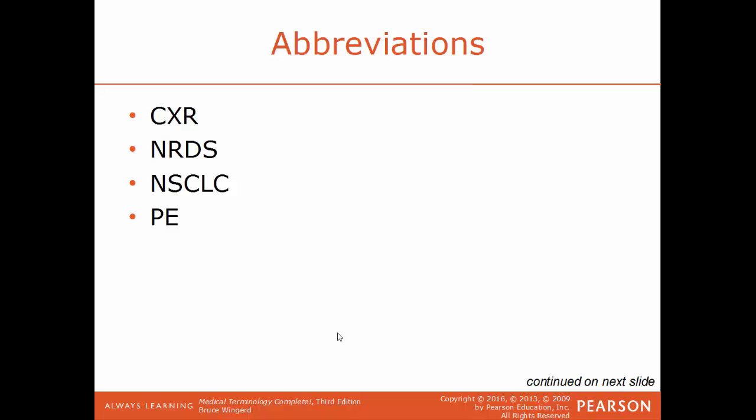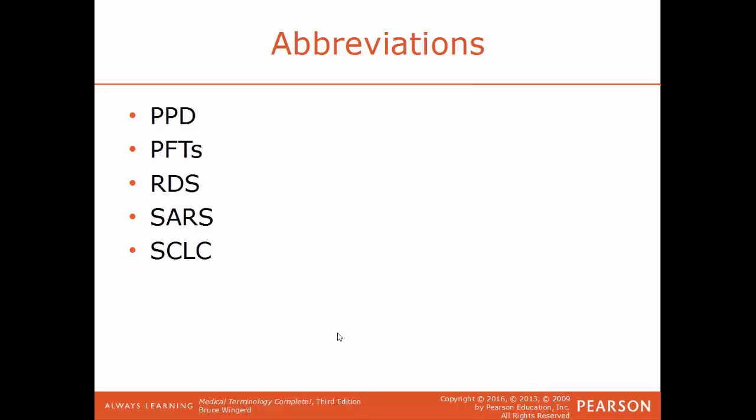The NSCLC, it stands for non-small cell lung carcinoma, a type of lung cancer. PE, pulmonary embolism. PPD, one of the skin tests used to diagnose tuberculosis, the purified protein derivative. PFT, pulmonary function test. RDS, respiratory disease syndrome. SARS, severe acute respiratory syndrome. SCLC, small cell lung cancer. SOB, shortness of breath. TB, tuberculosis. URI, upper respiratory infection. And the VQ scan as an abbreviation for the ventilation and perfusion scan.